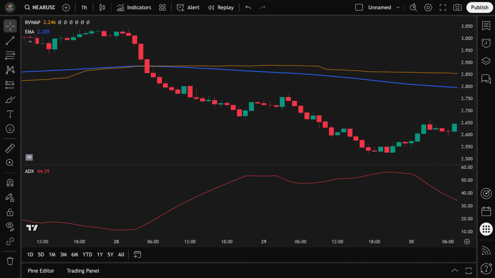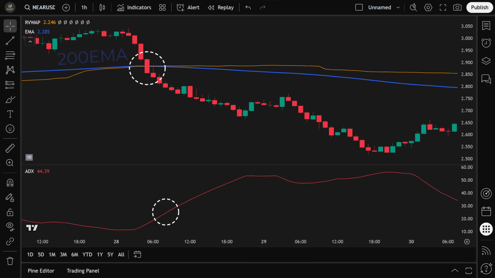To enter a short position, we wait for all of the following conditions to be met. 1. The closing price has crossed below VWAP. This signals that selling momentum is increasing, and the price is starting to move lower. 2. ADX is above 25. This confirms that the trend is strong, meaning the market has enough momentum to sustain the downward move.